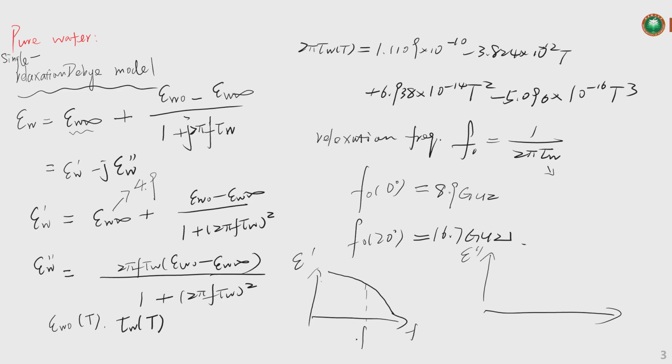Two parts is f0, and for the imaginary part, it's really a maximum like here. So this is the f0, and when the temperature changes, the f0 would also change. That means the maximum will also change here. Okay, and this is for the single relaxation, the Debye model.